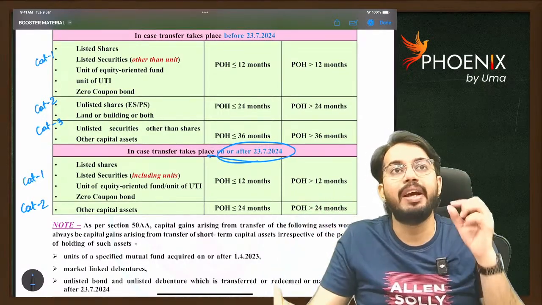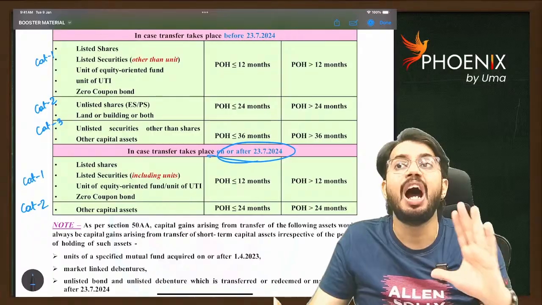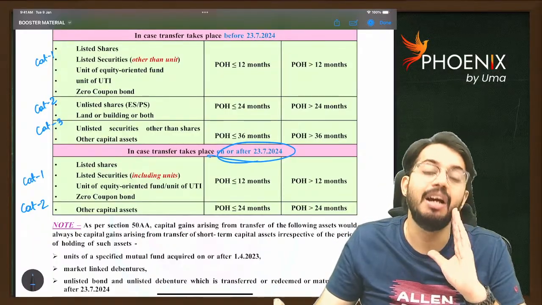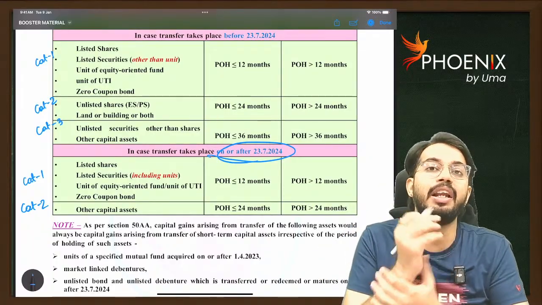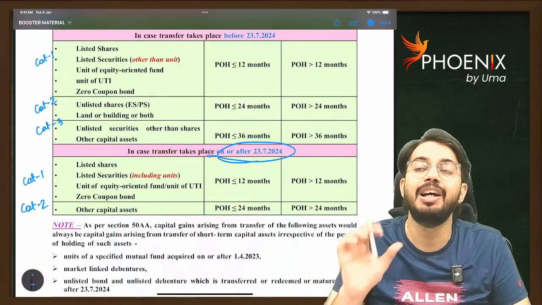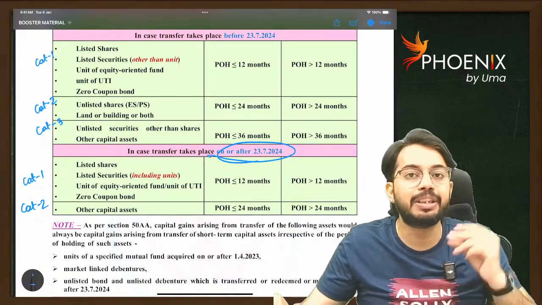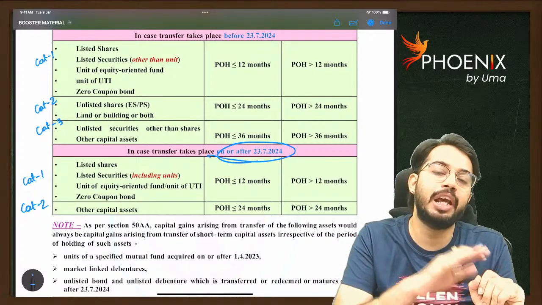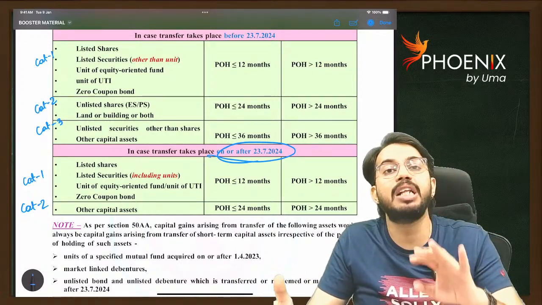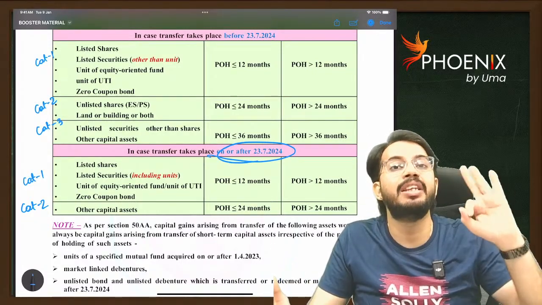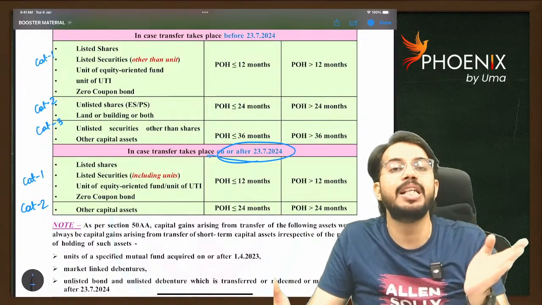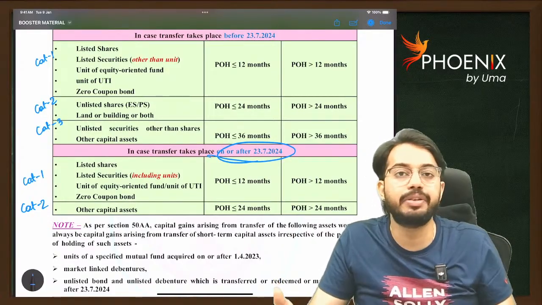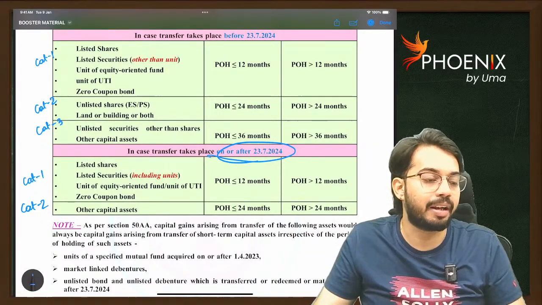So whenever a capital gains question comes, high chances you will commit a mistake. Why will you commit a mistake? The reason is you do not check the date. First, you have to check the date whether transfer happened before 23rd July or after 23rd July. If transfer happened before 23rd July, three criteria are there. If transfer happened on or after 23rd July, only two criteria are there. Are you able to understand?